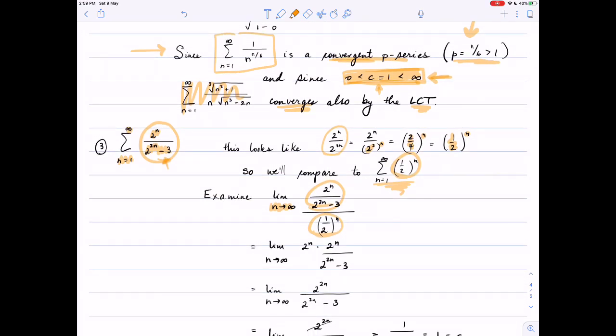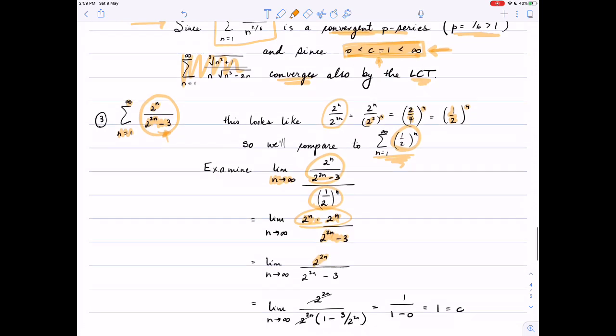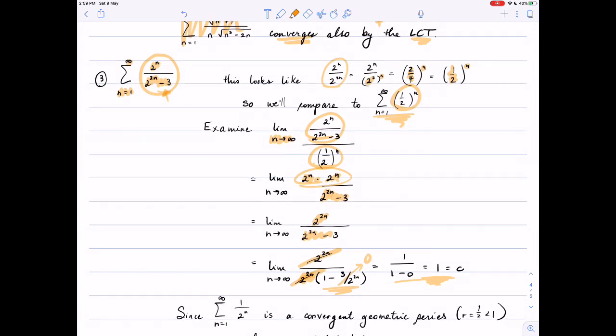More algebra here. We have a reciprocal to bring up, so 2 to the n over 2 to the 2n minus 3, times 2 to the n. Combine these two terms with the law of exponents, 2 to the 2n over 2 to the 2n minus 3. Factor out 2 to the 2n, those terms are going to cancel, leaving you with this. That term quite conveniently goes to 0, so you get 1 again, and it might look like you'll always get 1. That's not true necessarily.